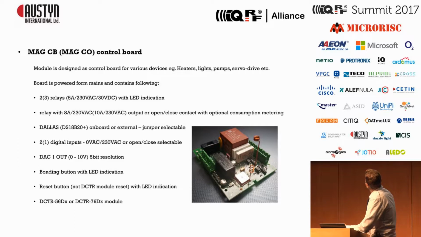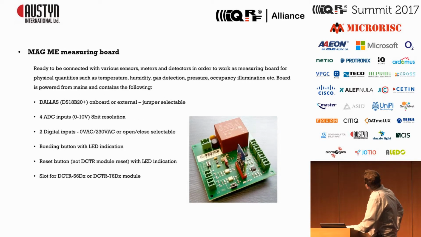We have some I/O modules. For example, this is the control board, which provides several inputs and outputs. You can see the specifications here. This will be available in the IQRF Alliance eShop soon. Another model is a measuring board, which provides some inputs, digital or analog. This is ready for sensors like humidity, gas detection, pressure, and so on.